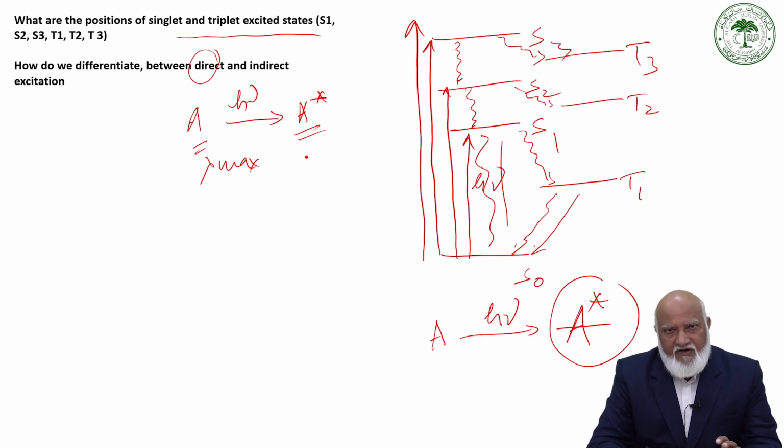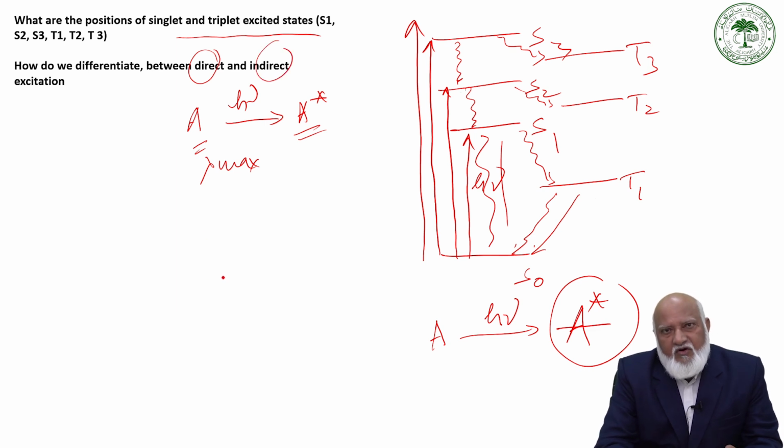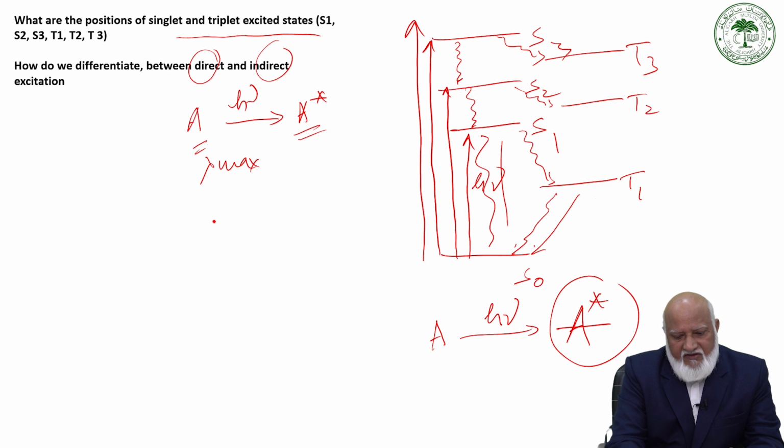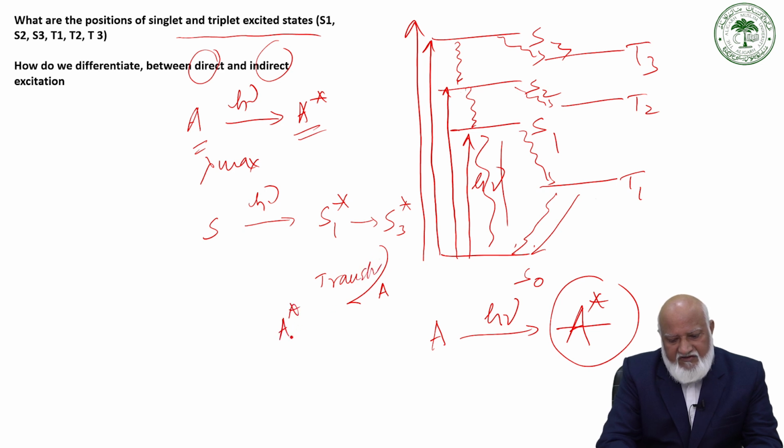Molecule A on absorption of light goes to an excited state. There is also indirect excitation, where a second molecule is used. We call it a sensitizer. For example, S is a sensitizer, and it absorbs light, mainly UV light, and goes to an excited singlet state, and then it can go to an excited triplet state, and then this can transfer energy to molecule A. Molecule A goes to an excited triplet state, and then S comes back to the ground state.